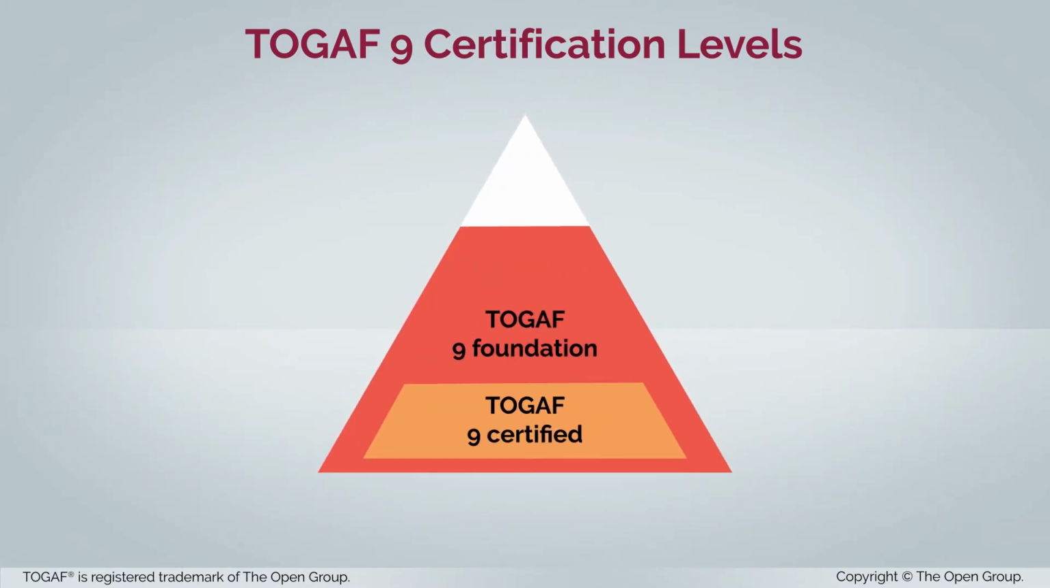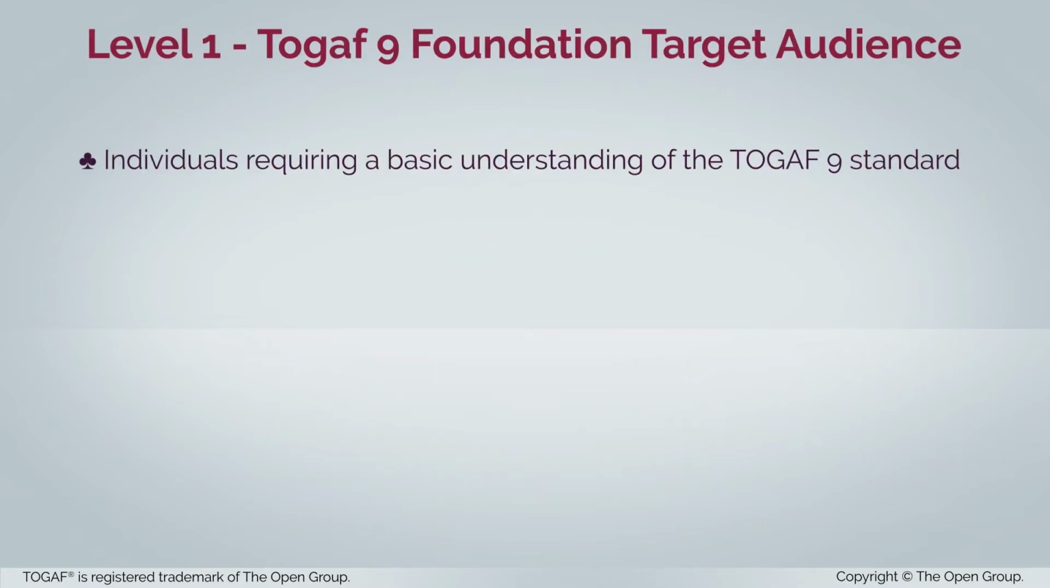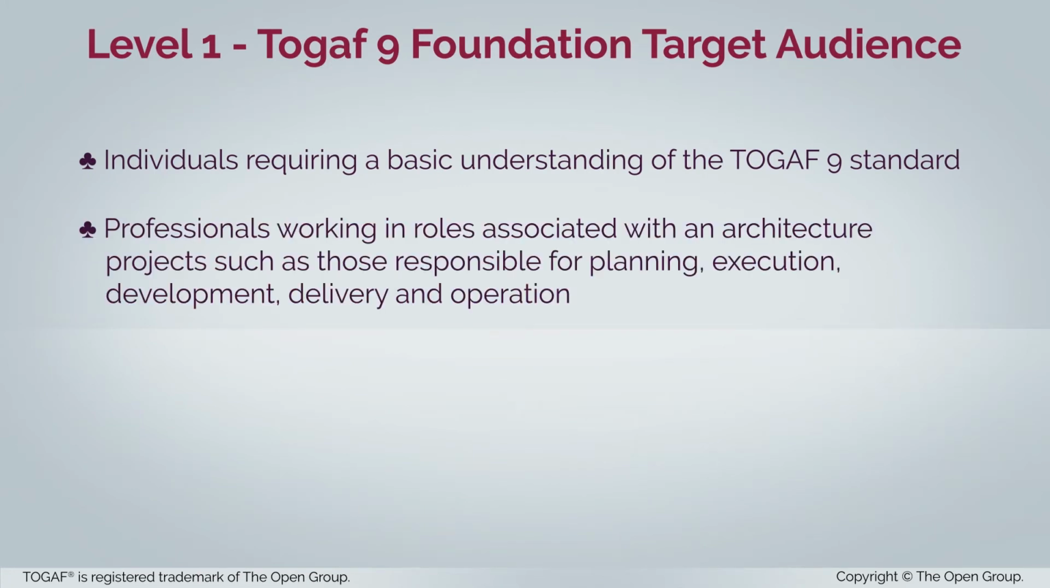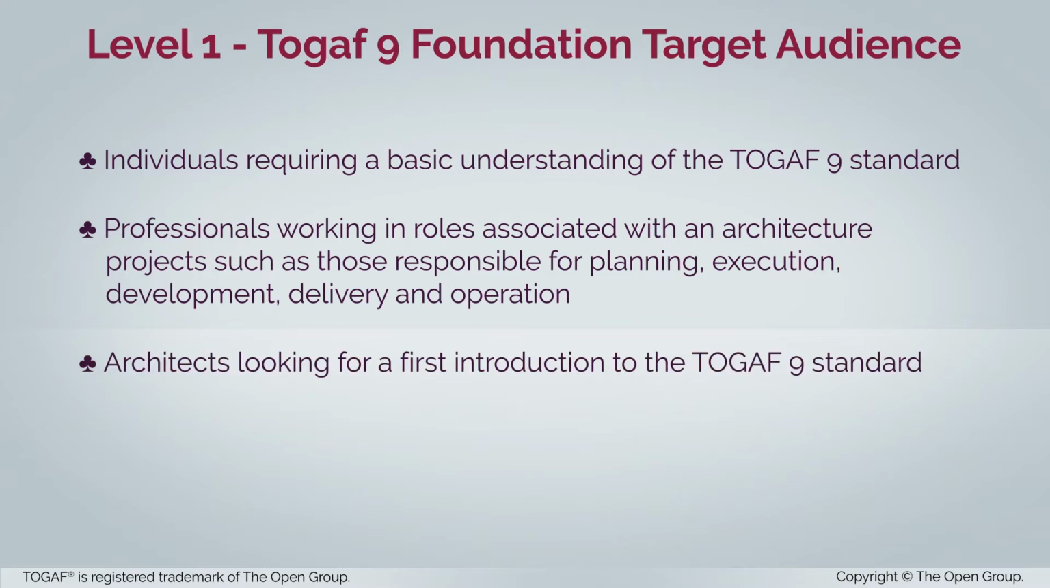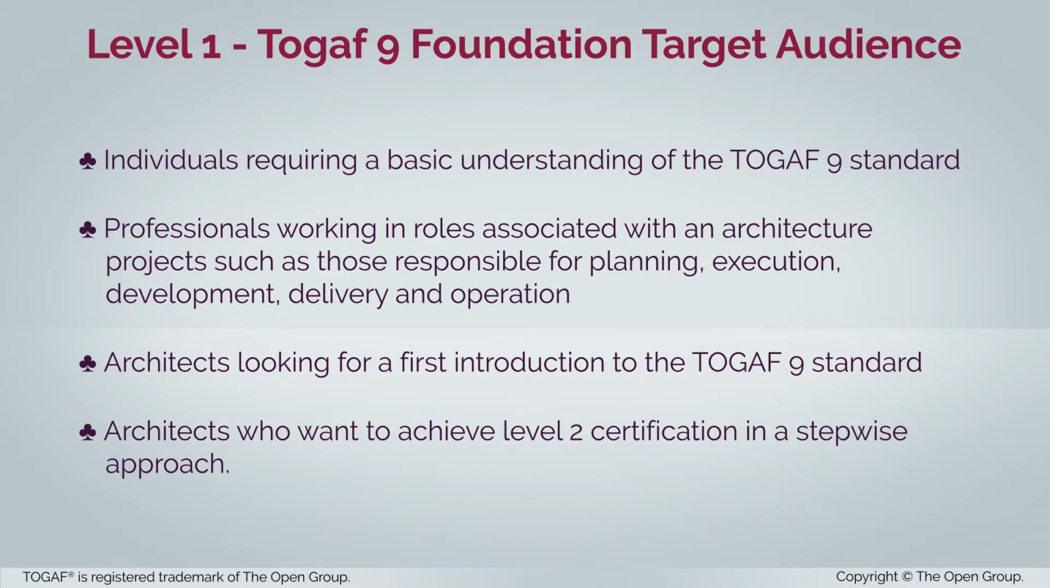Visually, this is what it looks like. Level 2 is a superset of Level 1. So, Level 2 includes Level 1 in terms of the certification. Individuals requiring basic understanding of the TOGAF 9 standard. Professionals working in roles associated with the architecture projects such as those responsible for planning, execution, development, delivery and operation. Architects looking for a first introduction to the TOGAF 9 standard. Architects who want to achieve Level 2 certification in a stepwise approach.